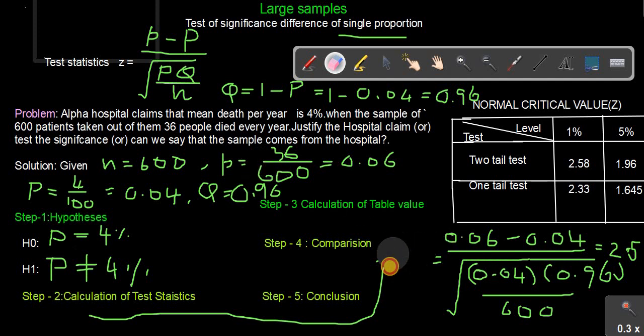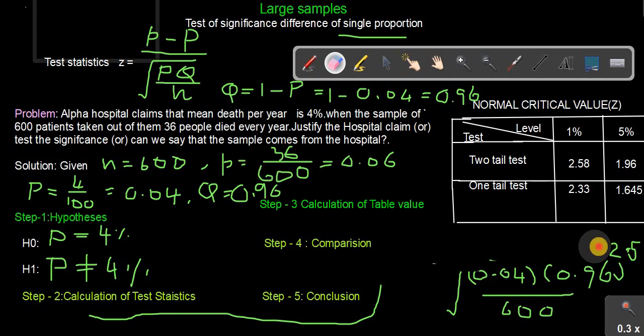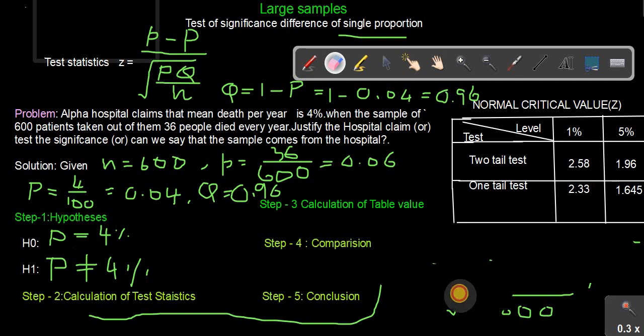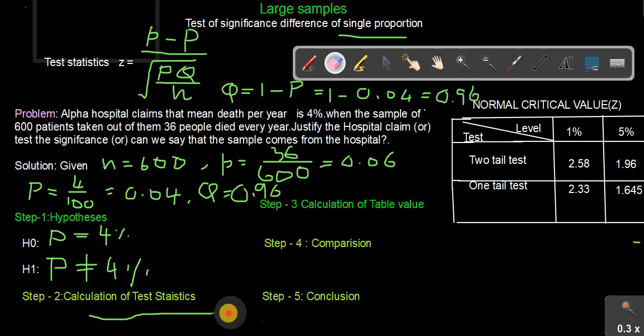So I am deleting this, and the final answer that I got is 2.5. So I am going to write here 2.5. Now the calculated value of Z is equal to 2.5.